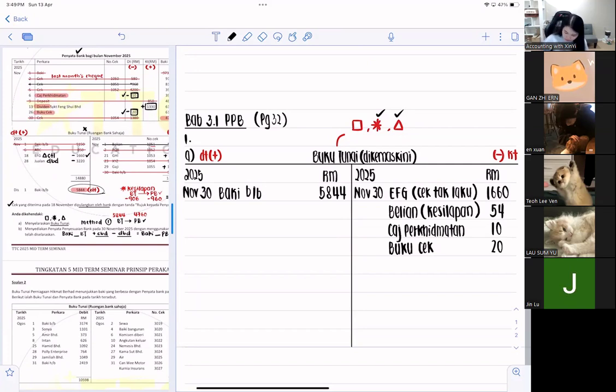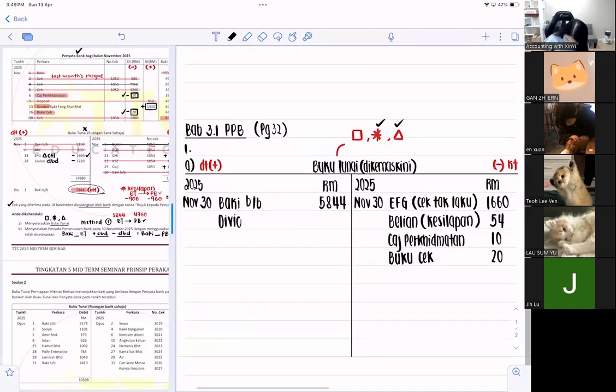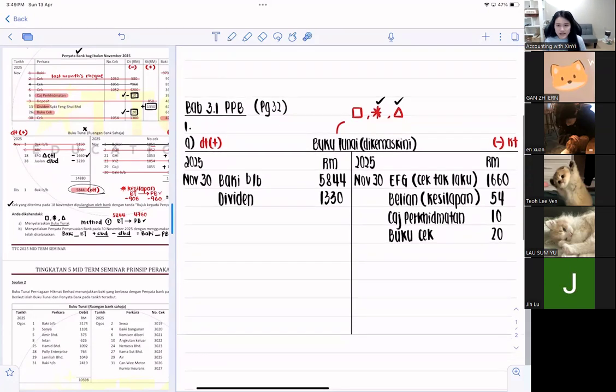It's left with the positive one. Dividend on the positive side, 1330. Now, if this is the first time you're doing it, or you have done it before but you never understood why, then I'm telling you, the reason why ketinggalan never needs to be explained like how cek tak laku and kesilapan do is because they never appeared in buku tunai before. This is the first time you're recording it. It's basically new. So since it's a new thing, then I don't have to explain it, okay? Just give the butiran enough.